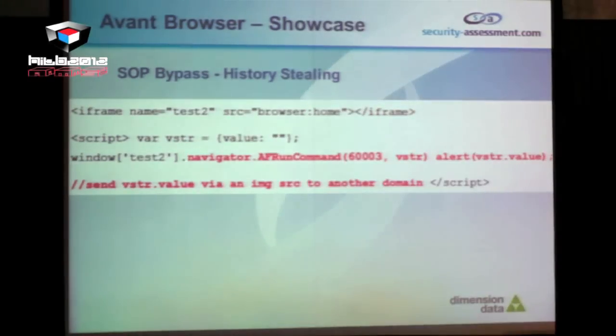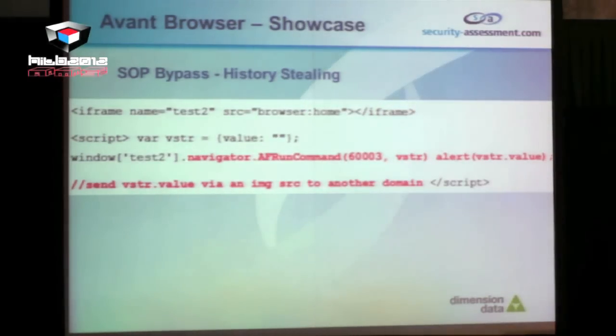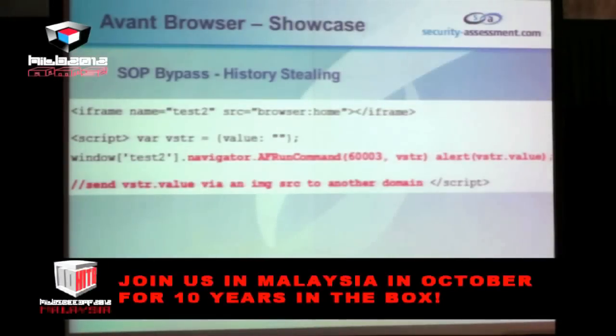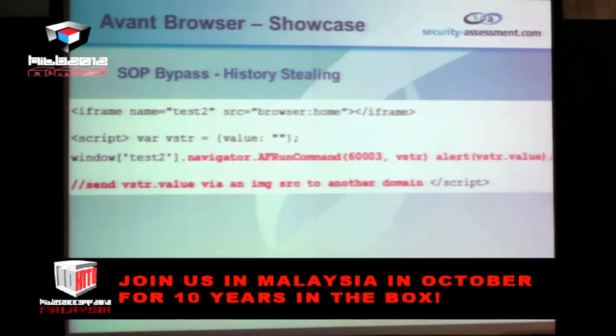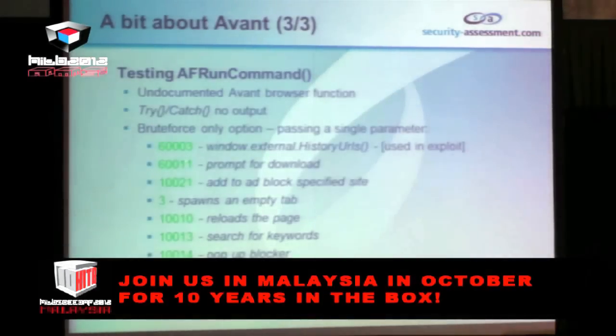This is the proof of concept of the history stealing, which I will demo. You have an iframe, on a page on the internet. The iframe points to browser:home. Then you create a reference with window from the window DOM object, pointing to the iframe, and basically you call that special function directly, and it works. So it's a total bypass of same origin policy. In this case, as you can see, I'm passing 60,003, which is the same value for the history.